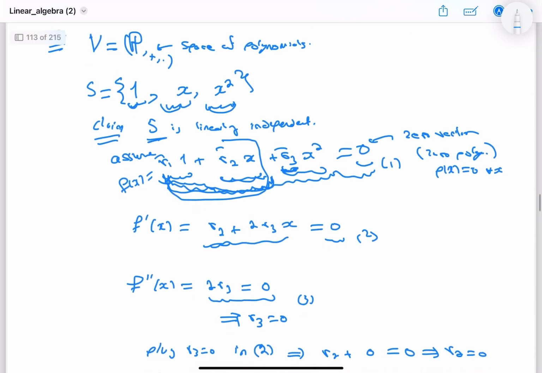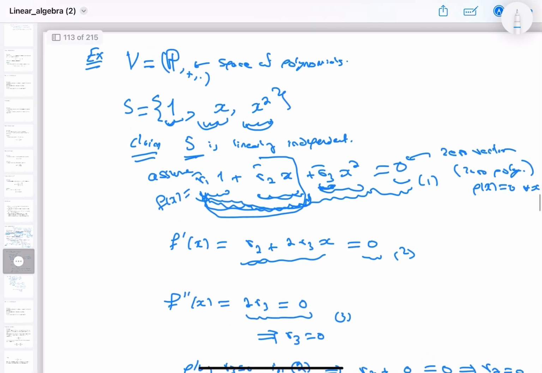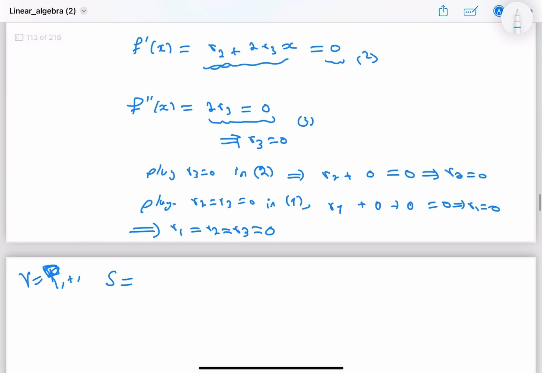On the contrary, I should give you another example to convince you that this is not always the case. We can have linearly dependent polynomials. So let's take a final example here, just to convince you that polynomials can indeed be linearly dependent. A set of polynomials can also be linearly dependent. So let's also take V to be the space of polynomials, and let's take S to be x squared, x power 3, and x squared plus x power 3, right?